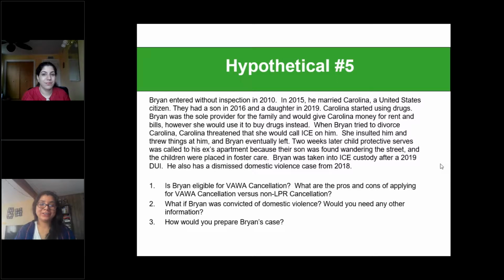Yep, that's exactly what you need to determine. Was it insulting or touching versus bodily harm? If it was insulting or touching, he would still be eligible, but if it's bodily harm, he would not be eligible. And then the last question is, how would you prep Brian, or how would you prepare Brian's case?